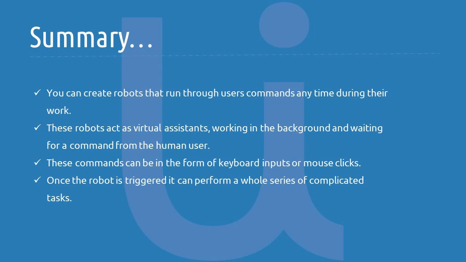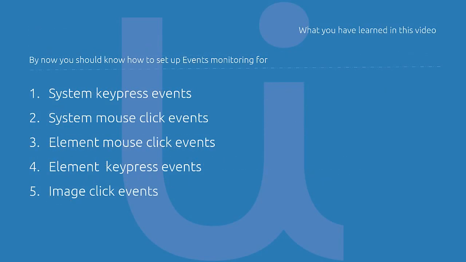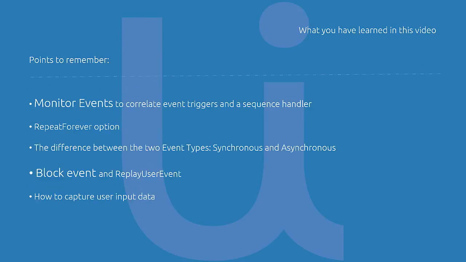In this video, we've covered how to design a robot to monitor and respond to certain user events. Here are some of the things that you've learned from this video: system key press and mouse click events, element mouse and key press events, image click events. We also covered setting up user-assisted event triggers and handlers, and how to stop the triggers from doing actions. We've covered synchronous and asynchronous event type, how to use block event and replay user event, how to capture user input data. That was all for now.